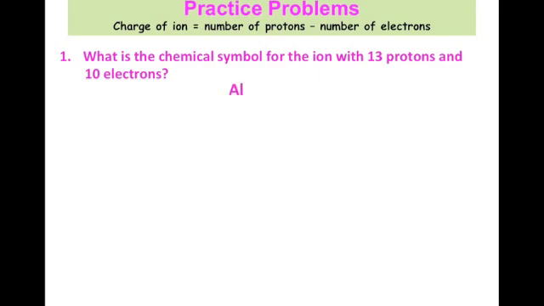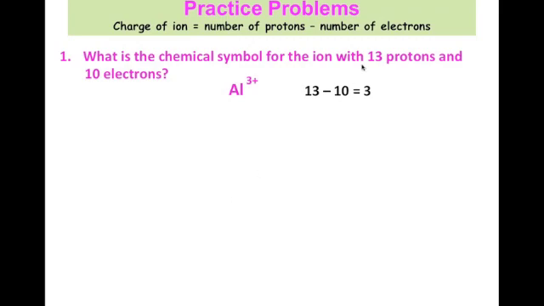Now, since the number of protons and electrons are not the same, we know we're dealing with an ion. We need to figure out what is the charge of the ion. If you subtract the number of electrons, 10, from the number of protons, 13, the difference would be a +3 charge, letting me know the charge of this ion is +3 or 3+. So this would be the chemical symbol for this particular ion.